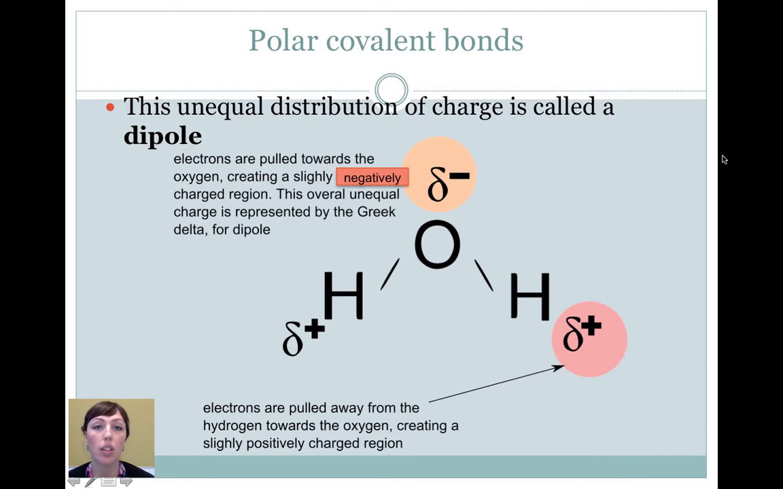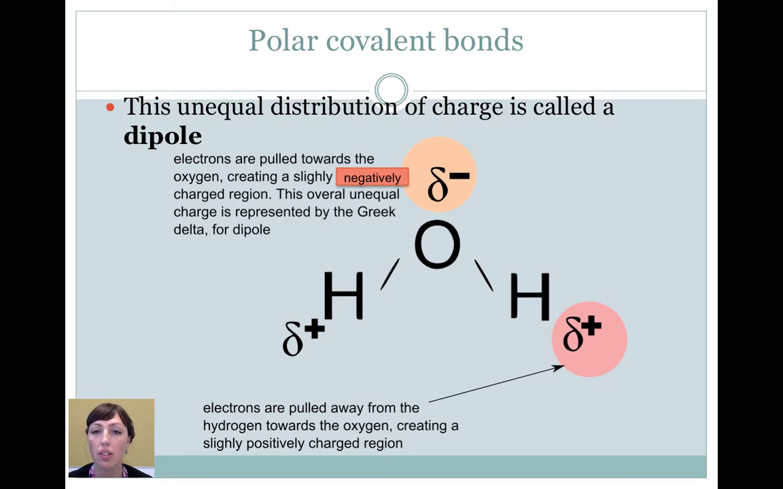This unequal distribution of charge is called a dipole. So here, electrons are pulled towards the oxygen, or more attracted to the oxygen, creating a slightly negatively charged region. The overall unequal charge is represented by the Greek delta for dipole. And near the hydrogens, electrons are pulled away towards the oxygen, creating a slightly positive charged region.